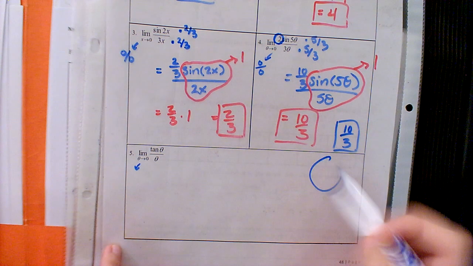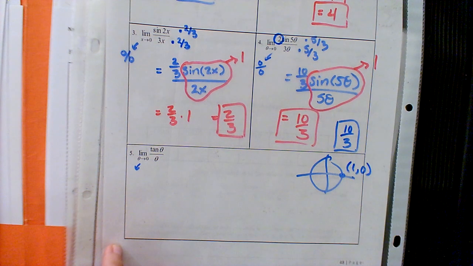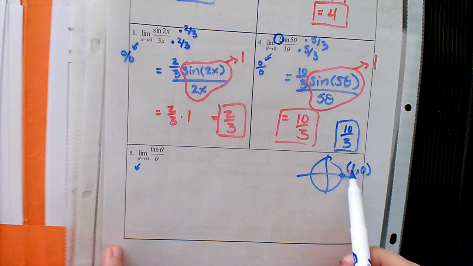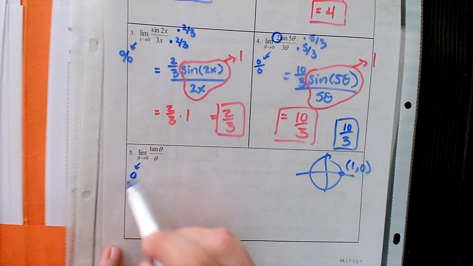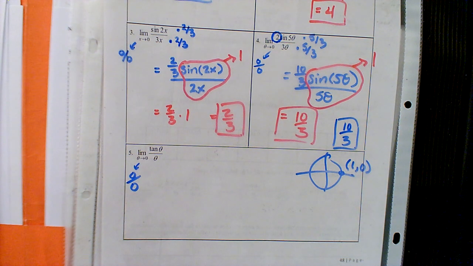So we're on the unit circle, over here at 1 comma 0, y divided by x, 0 over 1, 0. Bottom becomes a 0. There you go. I told you that last year, right? Okay, so 0 over 0, we got a hole.